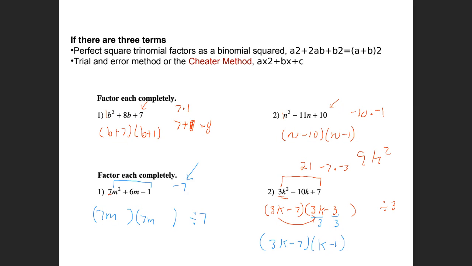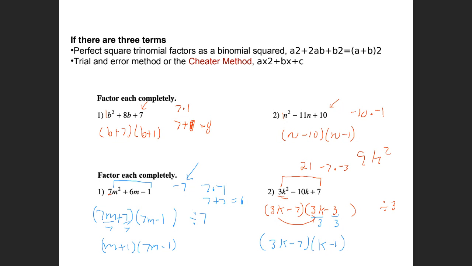What two numbers multiply to give me negative 7, but add up to 6? Well, how about 7 times negative 1? 7 times negative 1 is negative 7. 7 plus negative 1 is positive 6. Awesome. So I'm going to put a 7 here. I'm going to put a negative 1 here. Guess what? 7 doesn't divide into 1 evenly, so I'm going to divide this parenthesis by 7.